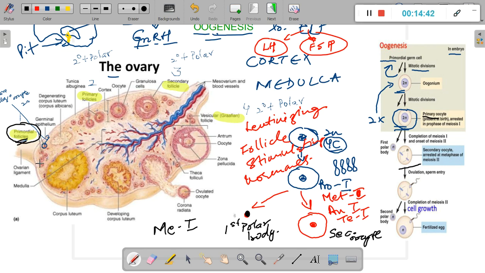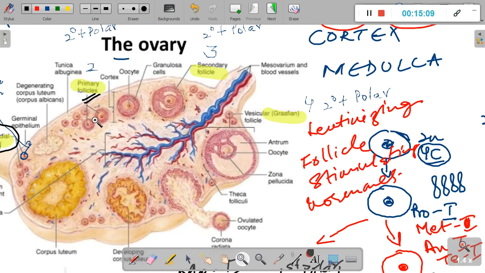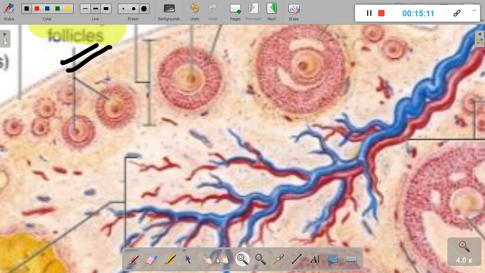Now here we have the primary oocytes. Post puberty, these primary oocytes receive the hormones we just discussed, and then more granulosa cells are added to them and they turn into primary follicles. These primary follicles then receive more of the hormones and get converted into the secondary follicle. Now, these are those follicles, and let me magnify. So here we have a primary follicle.